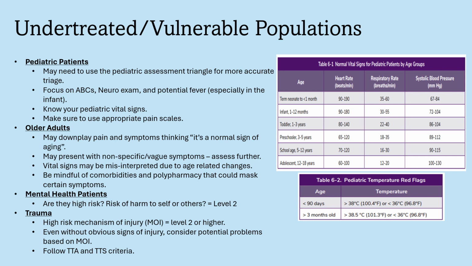Mental health patients can also be a vulnerable population. Are they high risk? Do they have risk of harm to self and others? If so, they need to be a level 2. And then trauma. Making sure that we're following the TTA and TTA standby criteria, and then considering, do they have a high risk mechanism of injury? If so, level 2 or higher. And even without obvious signs of injury, consider potential problems based on your mechanism of injury. So even if they don't have obvious signs of injury, if they're in a high-speed car crash, you need to consider all the what ifs and the possibilities. And you really need to consider, should they be at ESI 3, 2, or even a 1 based upon that mechanism of injury. So really looking at those TTA criteria.